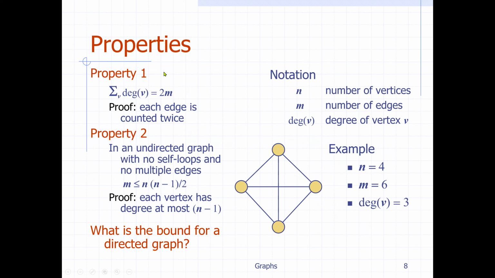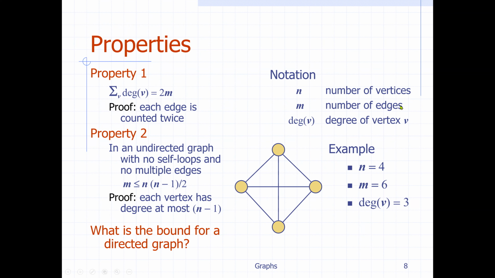So these are some of the properties of a graph. We have the first property: the sum of the degrees of the vertices is always 2m. Again, the degree is how many edges are connected to the vertex. Now, to prove this, we say that each edge is counted twice. So that's why it's 2.